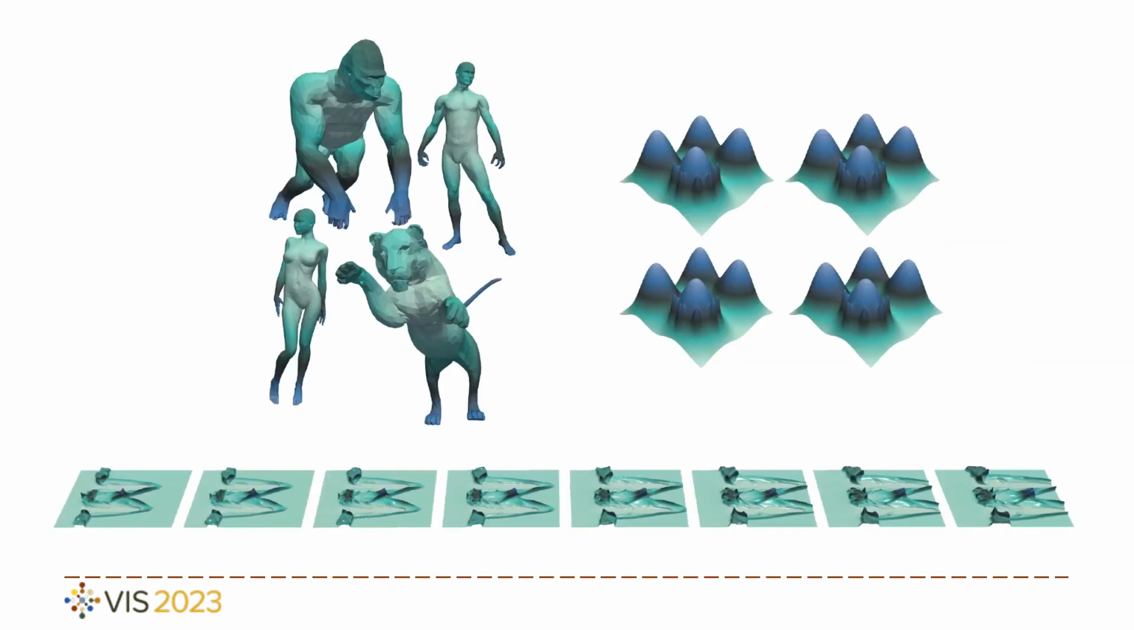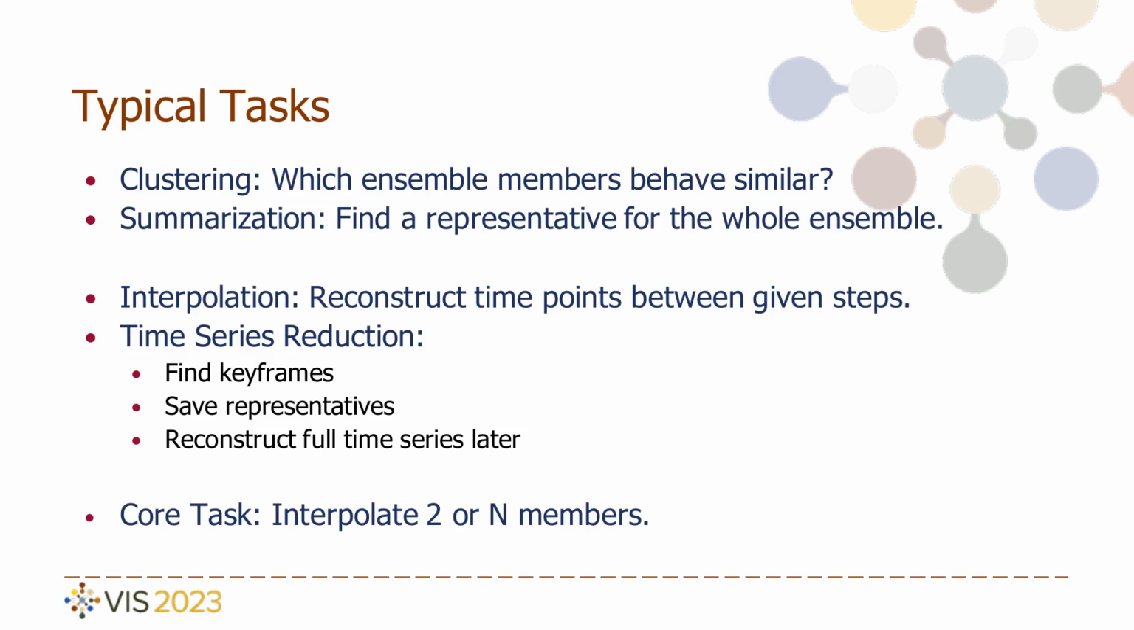Examples can be shape matching ensembles, like the scalar fields defined on the 3D meshes on the left, scientific simulations, for example the 2D time series on the bottom, or other ensembles like the synthetic 2D scalar fields on the right. On ensembles, we consider the task of clustering, meaning which members behave similar or dissimilar, and summarization, so finding a representative for the whole ensemble.